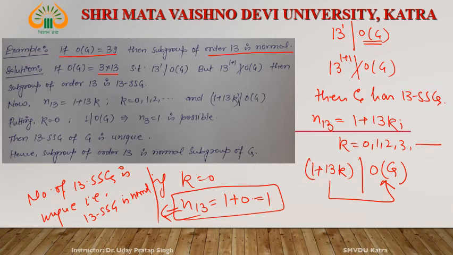Okay, n13 equal to 1 is possible. Then this is unique. Then the above theorem says that if the p-Sylow subgroup is unique, this implies, if and only if, the 13 Sylow subgroup is normal.